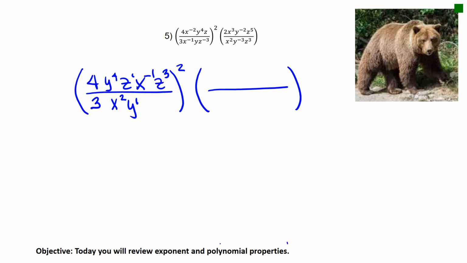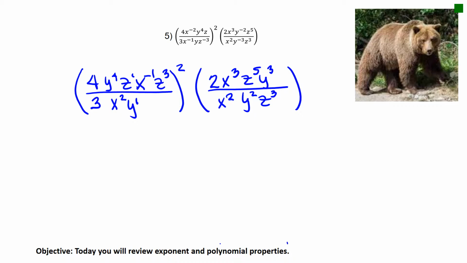For the second one, the 2 stays, the x to the third stays, y to the second moves to the bottom, z to the fifth stays on top. X squared stays, y to the -3 moves to the top, z to the third stays on the bottom.